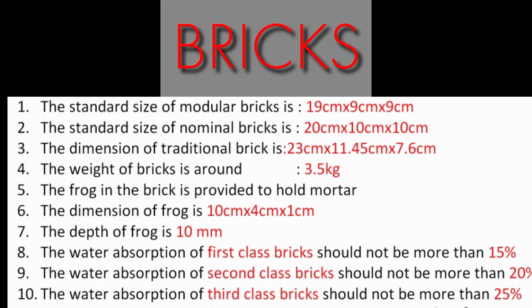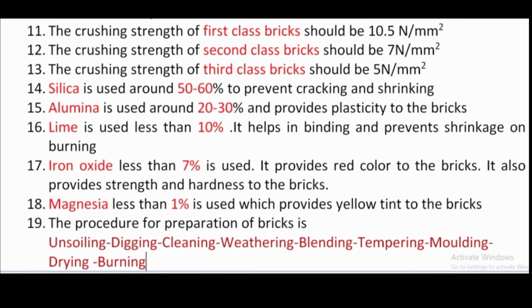The water absorption for first class bricks should not be more than 15%. The water absorption for second class bricks should not be more than 20%. The water absorption for third class bricks should not be more than 25%. The crushing strength of first class bricks should be 10.5 Newton per mm square. The crushing strength of second class bricks should be 7 Newton per mm square. The crushing strength of third class bricks should be 5 Newton per mm square.